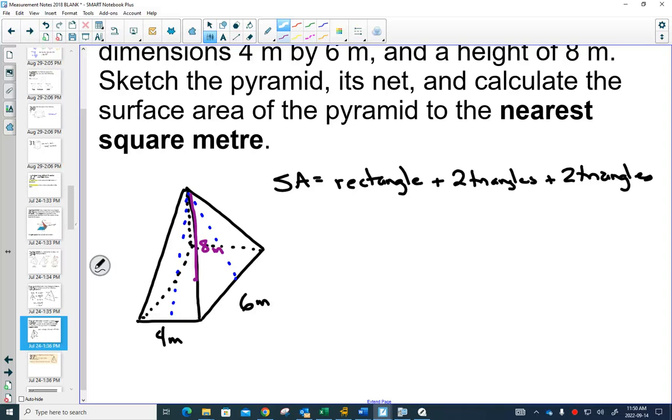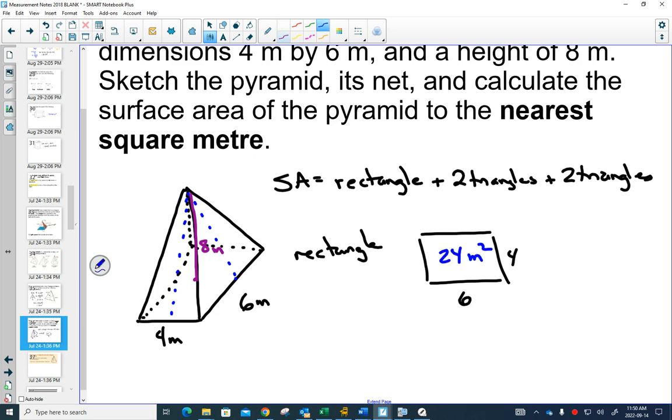Now, this question has something that makes it difficult. First of all, the rectangle is easy. It's just 6 times 4, 24 units are meters squared. What's the problem is the triangles.